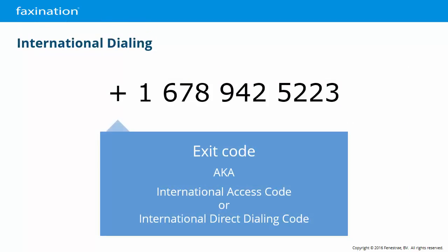When you have a phone number in the international format, it gives you all of the information that you need to directly dial that number, with the exception of the exit code, which is also known as the International Access Code or the International Direct Dialing Code. These are digits that you must provide to indicate that you're making a call outside of your country. These digits will vary depending on what country you're calling from, and sometimes even what telephony provider you're using within that country.